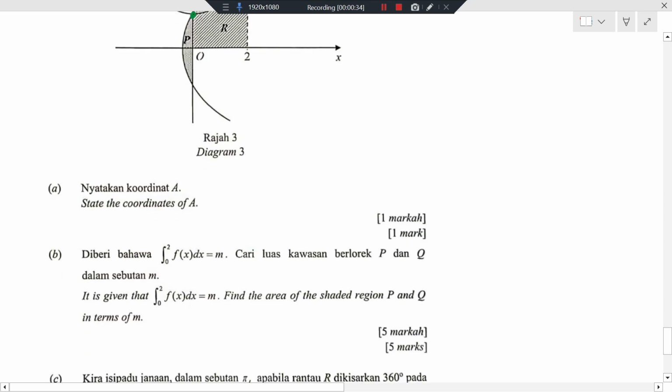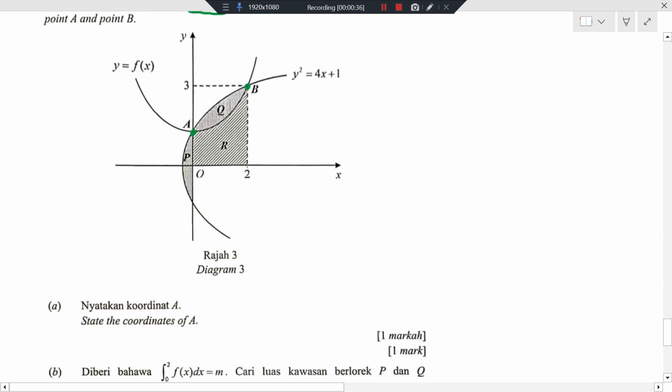So now state the coordinate of A. Okay, coordinate of A, if you see this curve we don't have the equation, so we cannot make use of this curve. But we have this curve's equation, so just make use of that curve. You know A is at where? A is at the y-axis, right? So at A, which is at the y-axis, x is equal to 0.